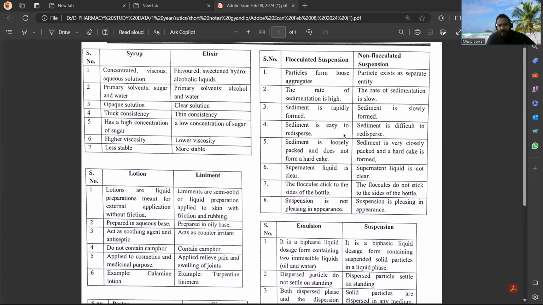Flocculated suspension contains loosely packed particles and does not form a hard cake. But in non-flocculated, the sediment is very closely packed and a hard cake may be formed. The next difference is that the floccules stick to the side of the bottle, and in non-flocculated the particles do not stick to the side of the bottle. Flocculated suspension is not pleasing in appearance, but non-flocculated suspensions are pleasing in appearance.